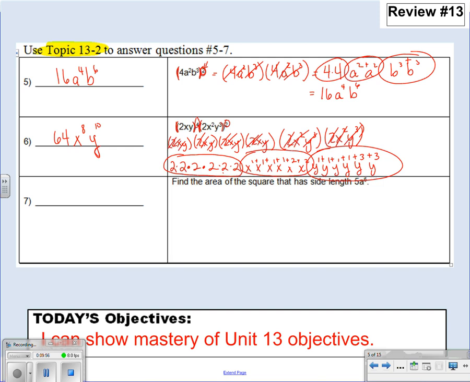Number 7 says find the area of a square that has a side length of 5a to the 6. If it is a square, that means the sides are equal. So 5a to the 6. To get our area, we're going to multiply them together. That would be 5 times 5, and a to the 6 times a to the 6. 5 times 5 is 25, and then same base, we can add. This gives us a to the 12.